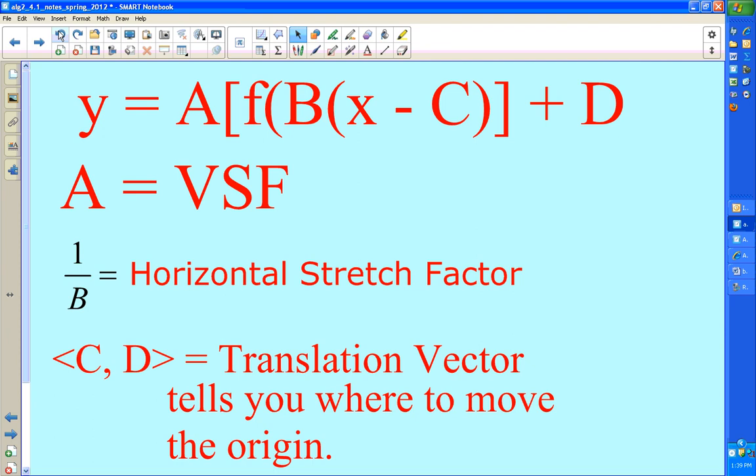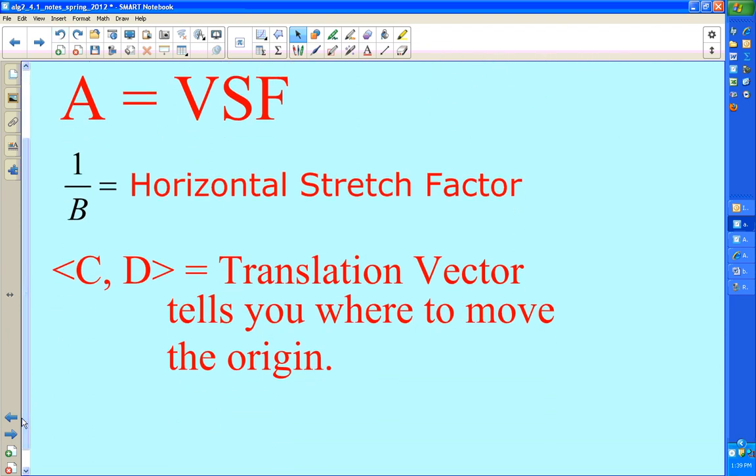And c, d is your translation vector. You're moving the origin. These are the exact notes from chapter 2. You know how I know? I just copied and pasted it. So nothing new here.